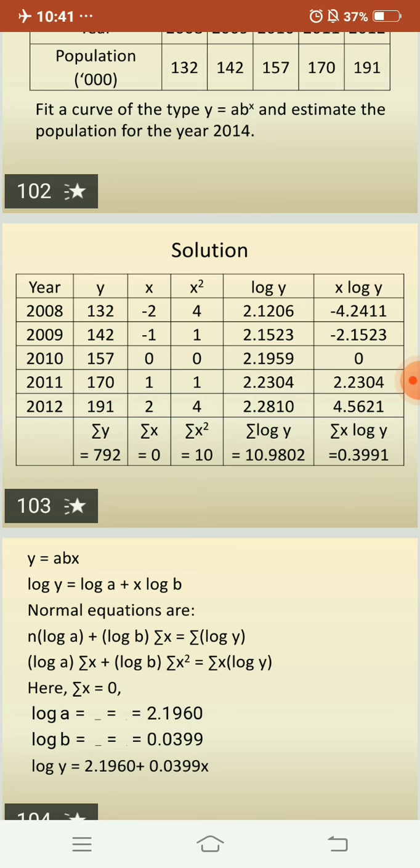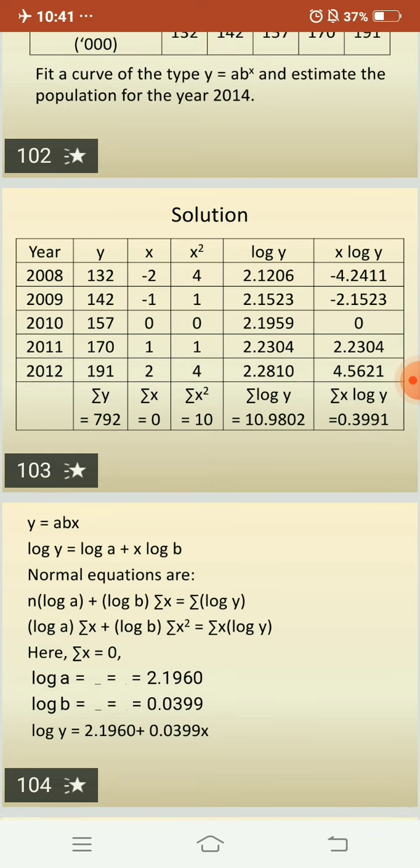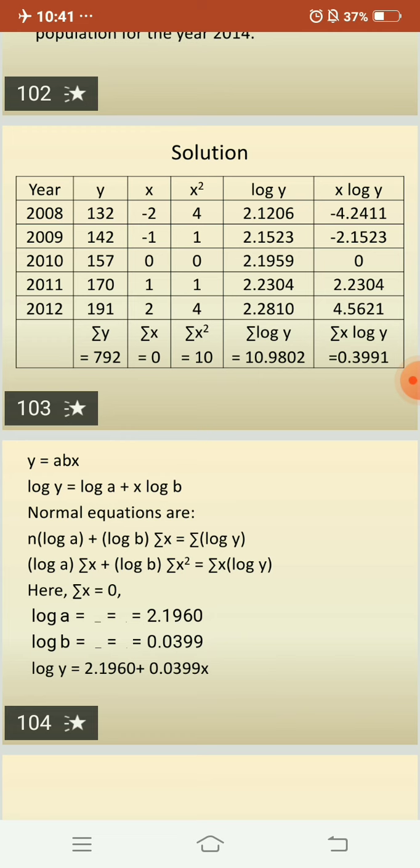After calculating all these values, x and x square, log y and x into log y, you need to take the sum of all values. Here summation y equals 792, summation x equals 0, summation x square equals 10, summation of log y equals 10.9802, and summation x into log y equals 0.3991.